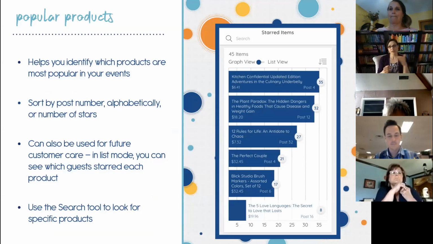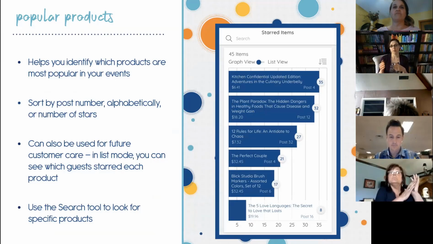And I'm not showing you everything, but I'm showing you an overview of it. So popular products, this is another thing that you can take a look at. So this is the starred items tab that you're going to be looking at. You can take a look. Again, I'm in graph view right now, so I'm looking at a bar graph. The number at the end of that is the number of times it was starred.